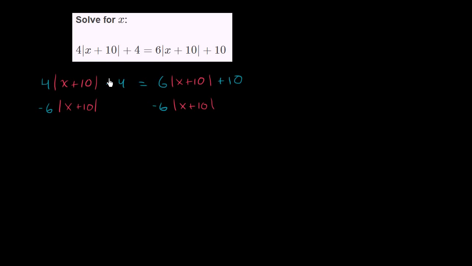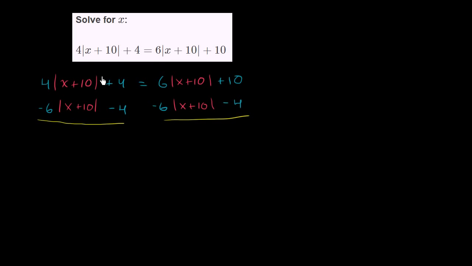And likewise, I want to get all my constant terms. I want to get this 4 out of the left-hand side. So let me subtract 4 from the left, and then I have to also do it on the right. Otherwise, my equality wouldn't hold. And now let's see what we end up with.